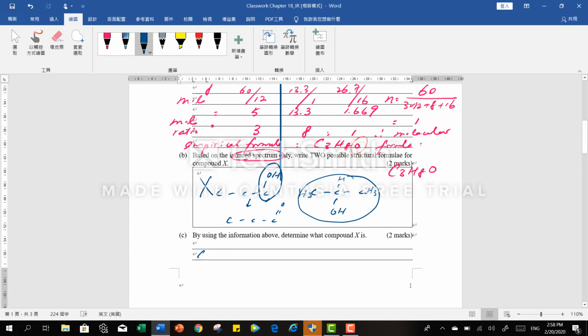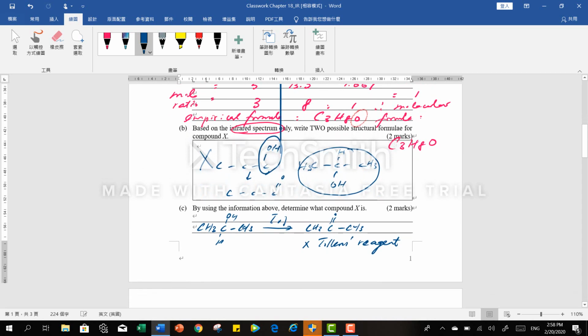First, you have to say that it is propan-2-ol, right? Because when propan-2-ol undergoes oxidation, it will form a ketone, which shows no result with Tollens' reagent, consistent with the information given in the question.